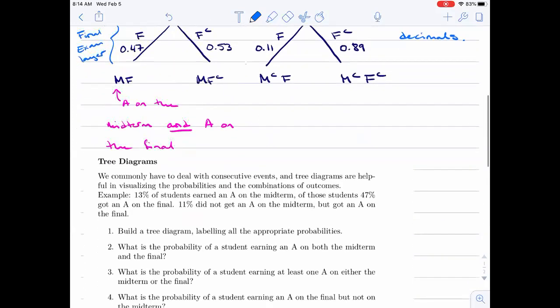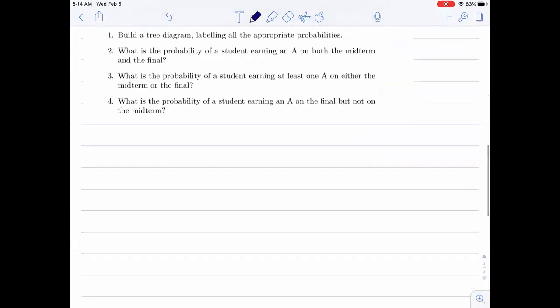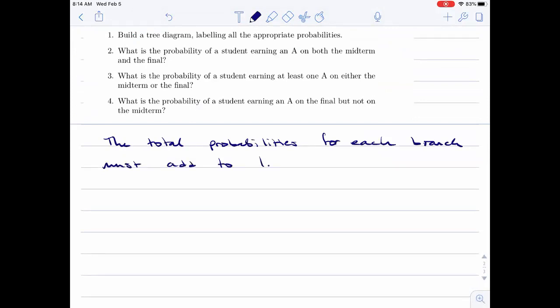Where can I put that? The total probabilities for each branch, I'll say, for each branch must add to 1, right?